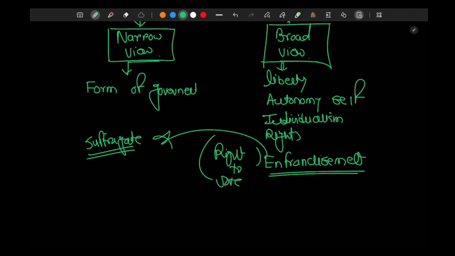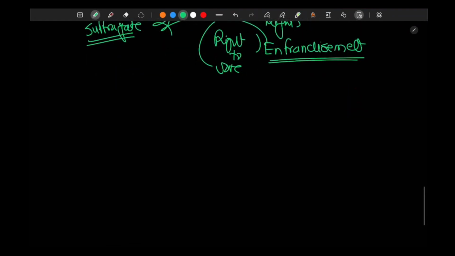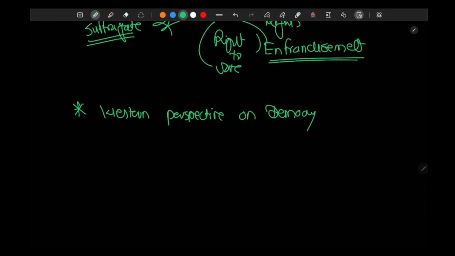So we must understand democracy through two lenses. I will continue with the narrow view and the broad view. I'll start with the Western perspective on democracy. I can also categorize it as the broad view.